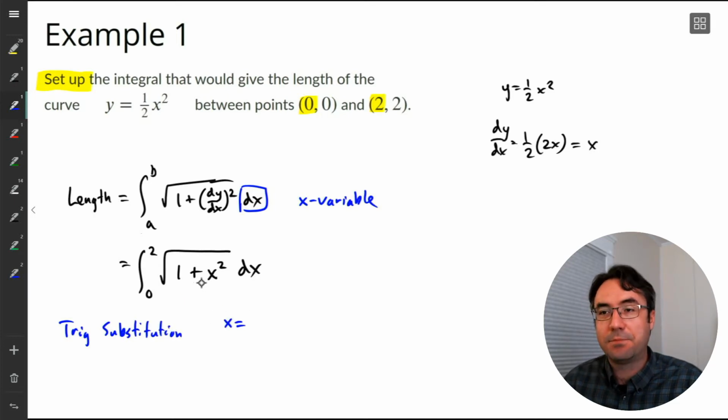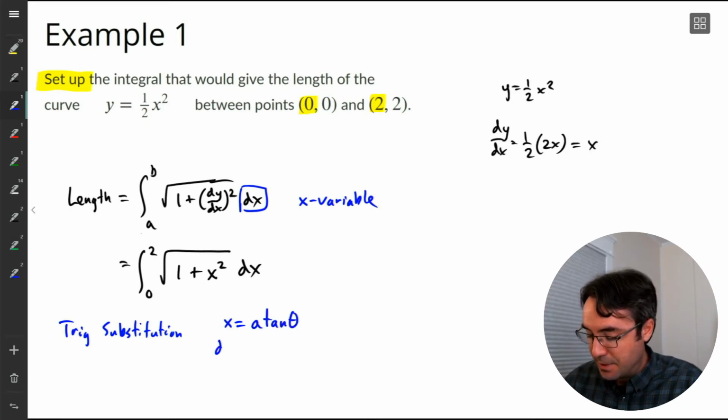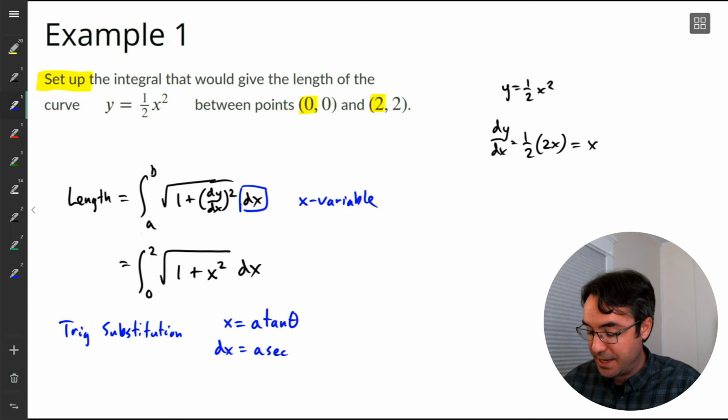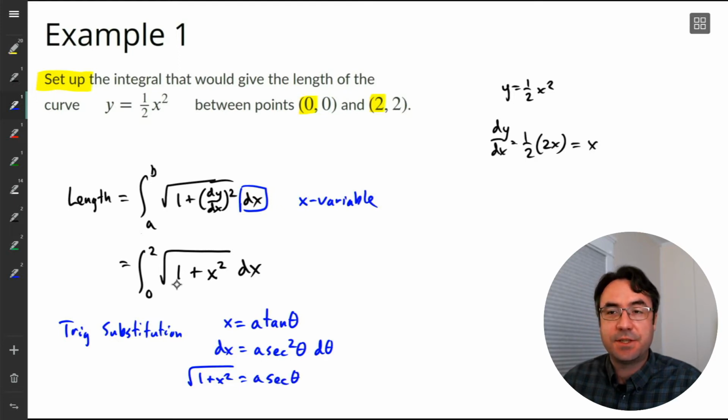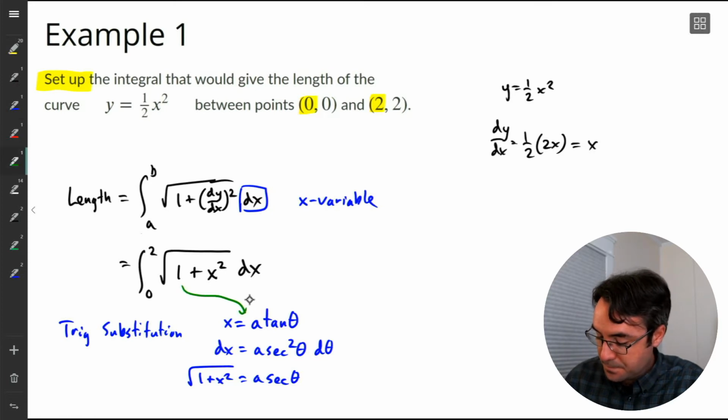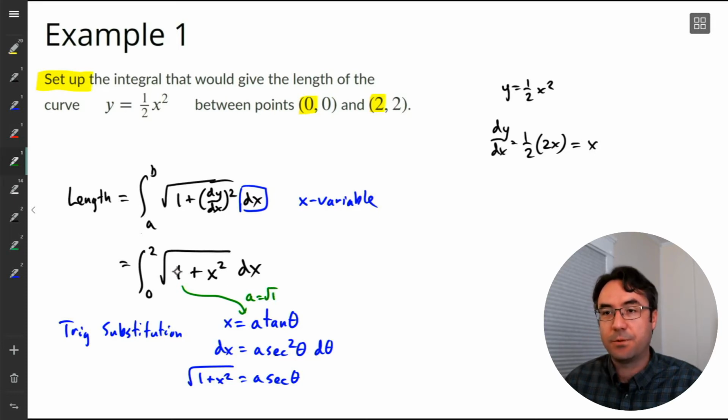So when we have 1 plus our variable squared, the trig substitution is a times tangent theta. The differential dx, if we need to convert that over, would be a times secant squared theta d theta. And then that square root term simplifies into a times secant theta. And here a is just the square root of whatever constant you have here. So in this case, our constant is a 1, so the a value would be 1. So the square root of whatever number you have there.